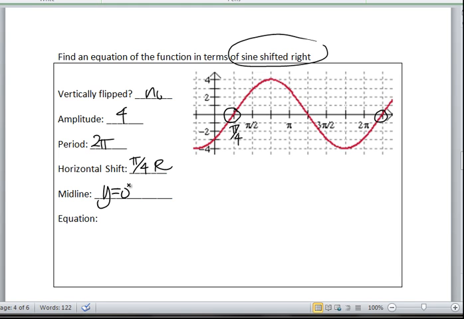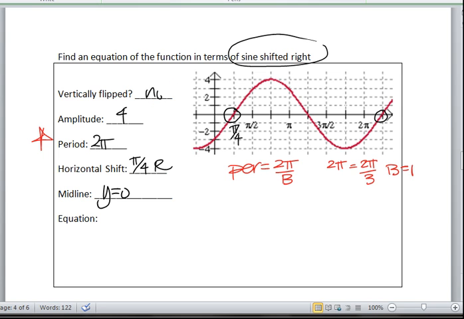Okay, so there are a couple of things that need some calculations, like this, right? Because what I need to do is find b, and remember that period is equal to 2 pi over b. And so if our period is 2 pi, and this is equal to 2 pi over b, doesn't that mean that b is just 1? Right? So that's the one that I'm going to put into my equation. Okay? So everything else is the same.